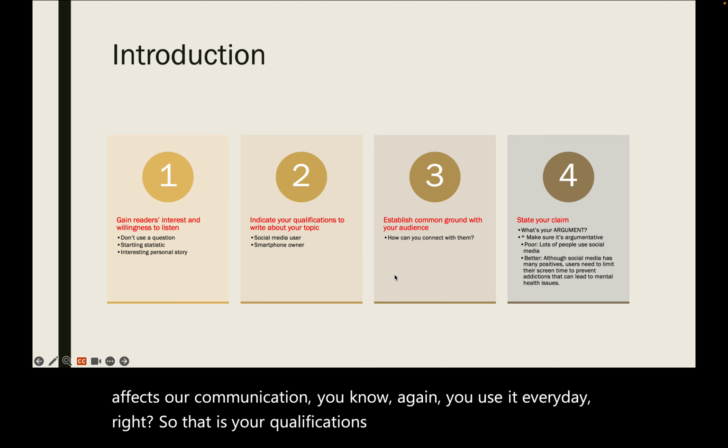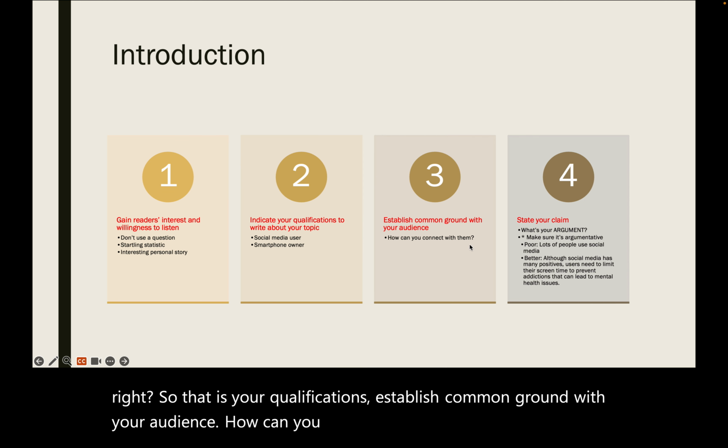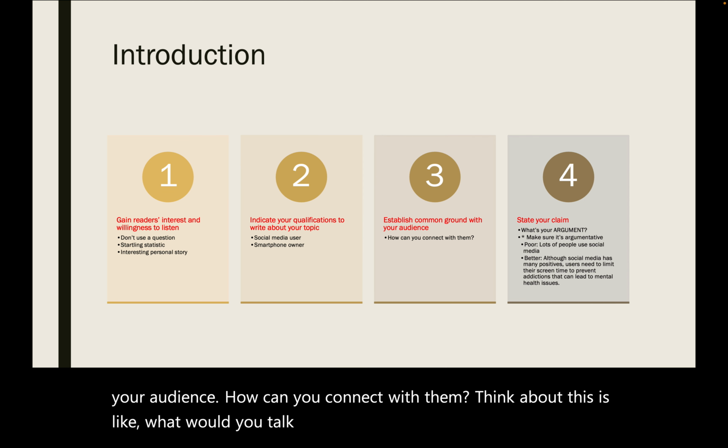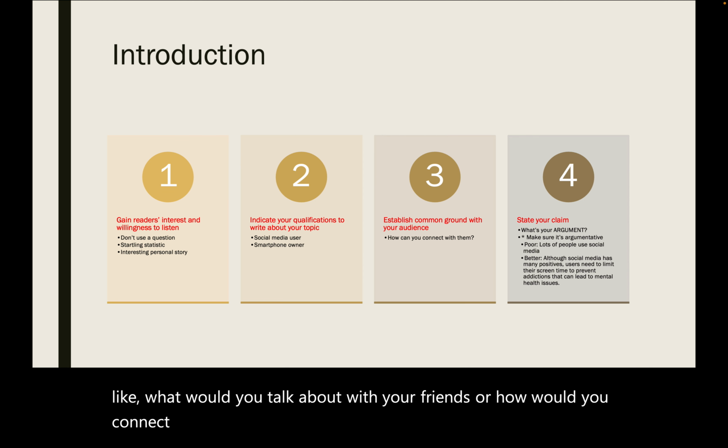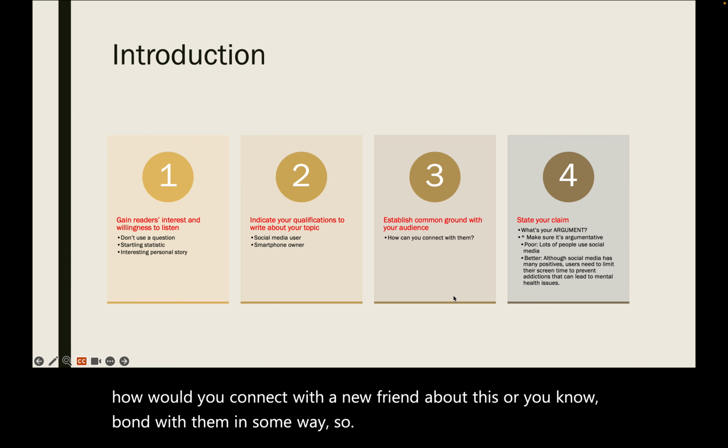Establish common ground with your audience. How can you connect with them? Think about this as like, what would you talk about with your friends, or how would you connect with a new friend about this, or bond with them in some way? So think about something that might work for that.